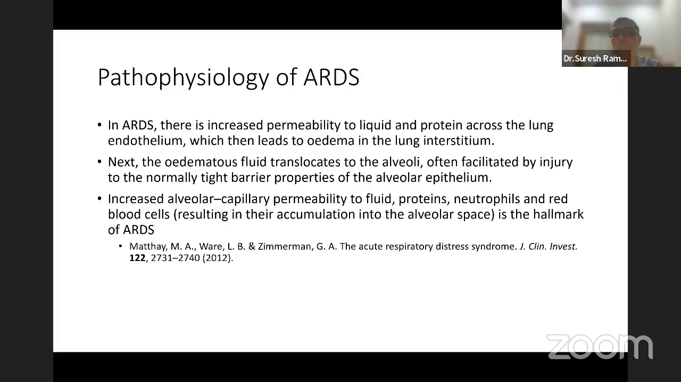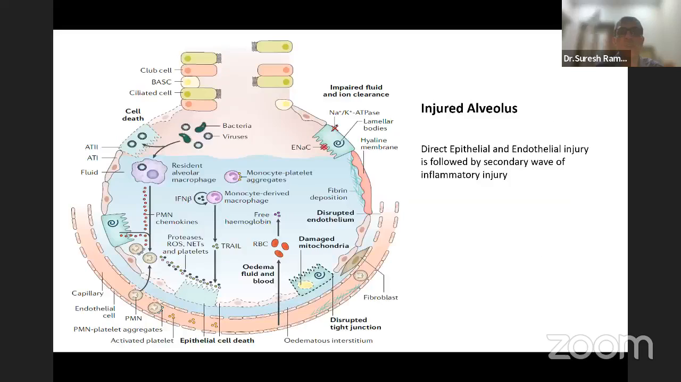So this increased alveolar capillary permeability to fluid, proteins, neutrophils, and blood cells is what results in the accumulation in the alveolar spaces, and is responsible for the pathology of ARDS. So this is something which is easy to understand and follow. And eventually you have an injured alveolus, which is manifesting itself with this blue colored fluid here, which is basically fluid filling the alveoli.